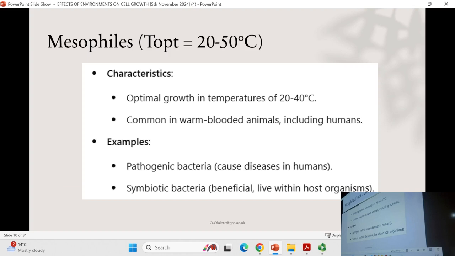And now the next one is mesophiles. These are microorganisms whose optimal growth is between 20 and 40 degrees C, and they are common in warm-blooded animals, including humans.